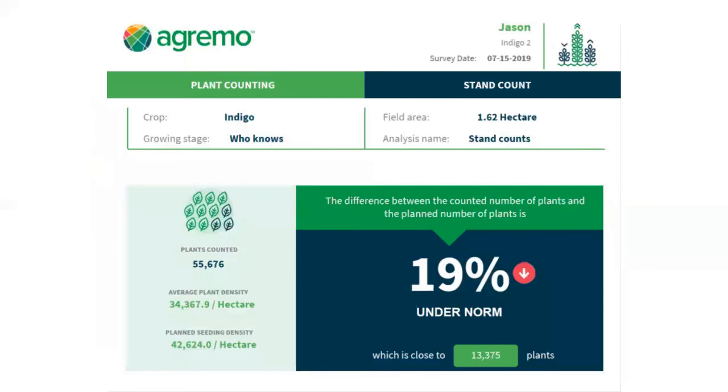And then this is an example from the DroneDeploy software. They work with a company called Agrimo, so when you have the software subscription with DroneDeploy, you can use the Agrimo software as well. In this case, it's the same sort of thing we're looking at with the plant population. You can plug in how many plants should be there based on how many seeds you planted, and it'll give you an indication of where you're at. In this case, it's about 19% under what was predicted.